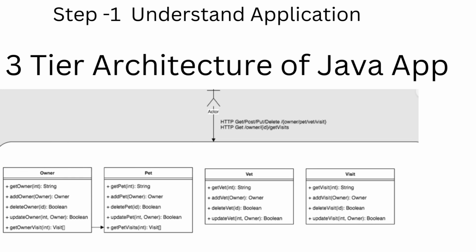Any application which is a three-tier application, a Java-based application, you can tell them this is a typical three-tier Java app where we have multiple APIs pointing to different pages or different views. So HTTP, this is the typical architecture. This is a three-tier architecture of the Java app.